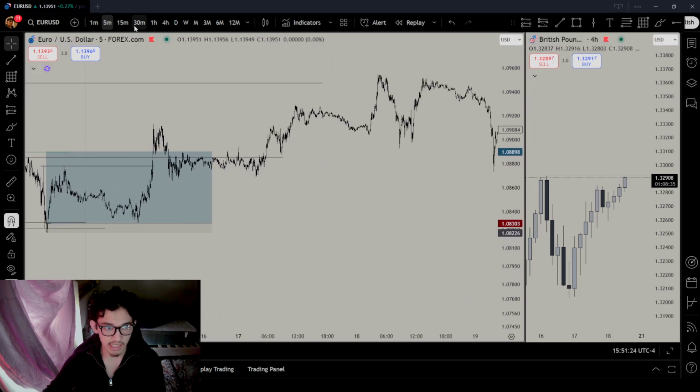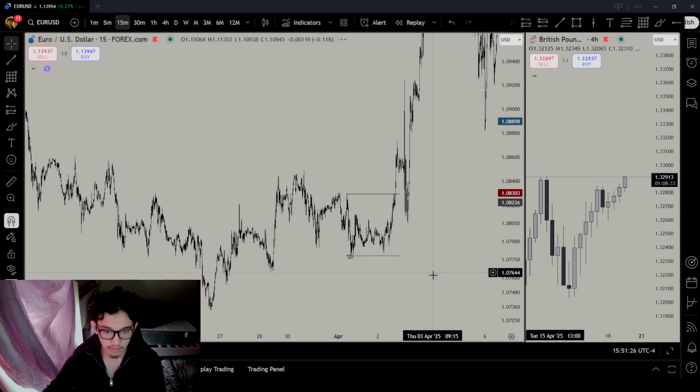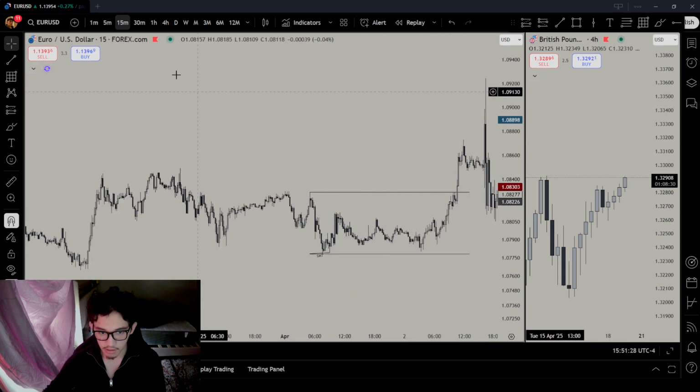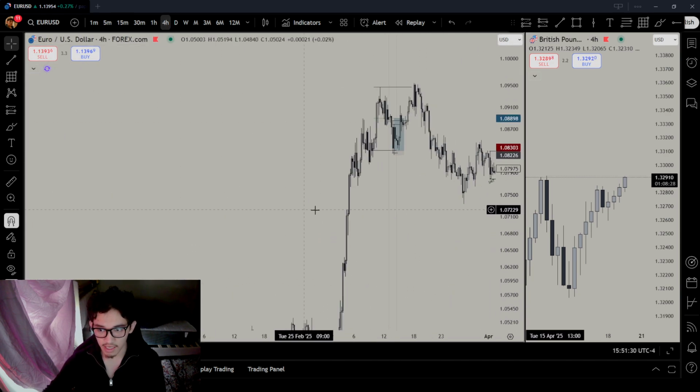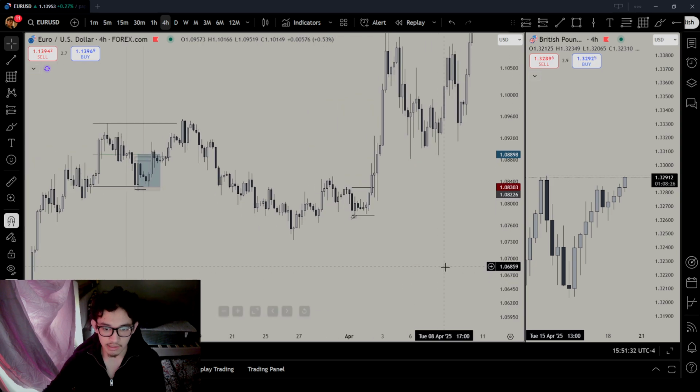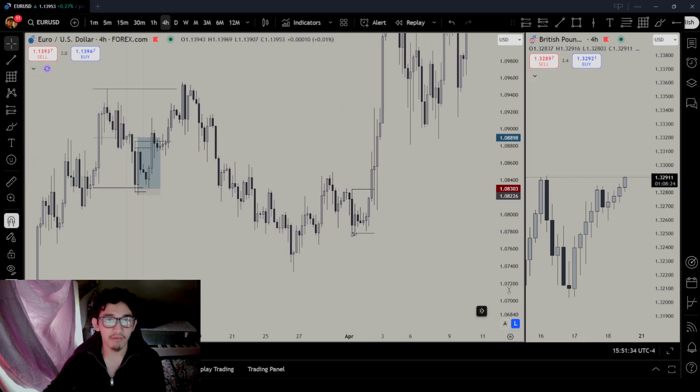I'll give you guys one more example before we move any further here. Next example is right over here. So this will be a New York Reversal Profile 1, your so-called 5 a.m.